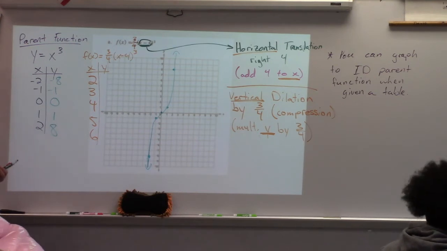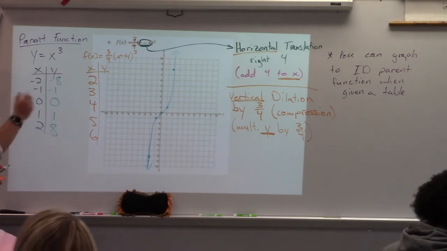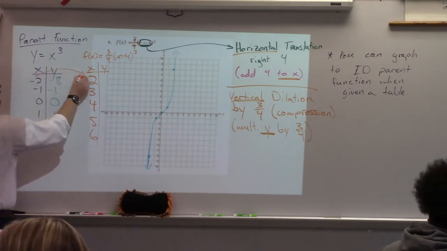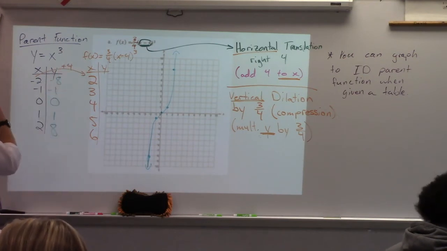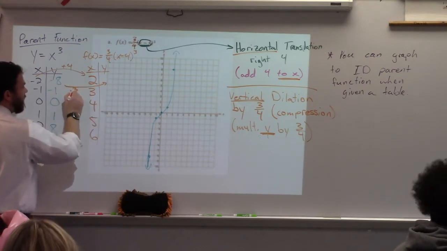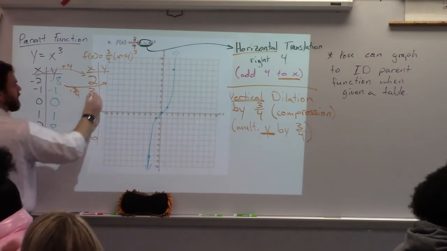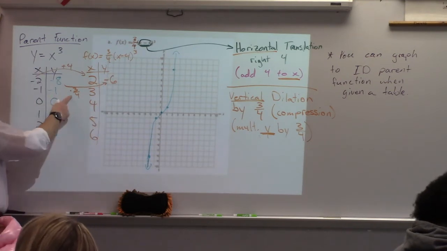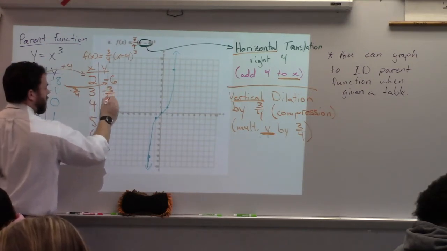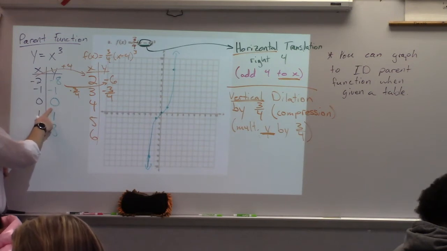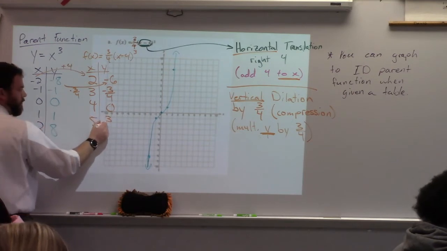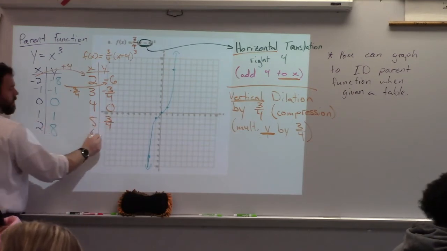And instead of making my life hard, I'm just going to do exactly that now, right? I've already taken care of the horizontal. And you might want to make the note, right? Plus 4. So what's happening to each of the y values? Multiplied by 3/4. What's -8 times 3/4? -6. What's -1 times 3/4? -3/4. 0 times 3/4. 1 times 3/4. And then 8 times 3/4.